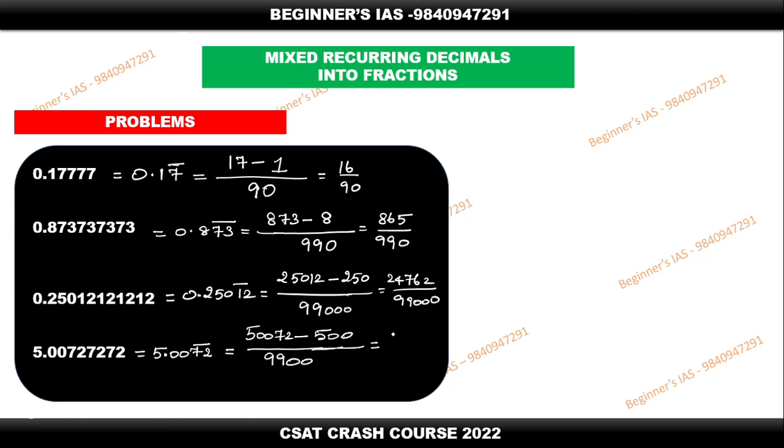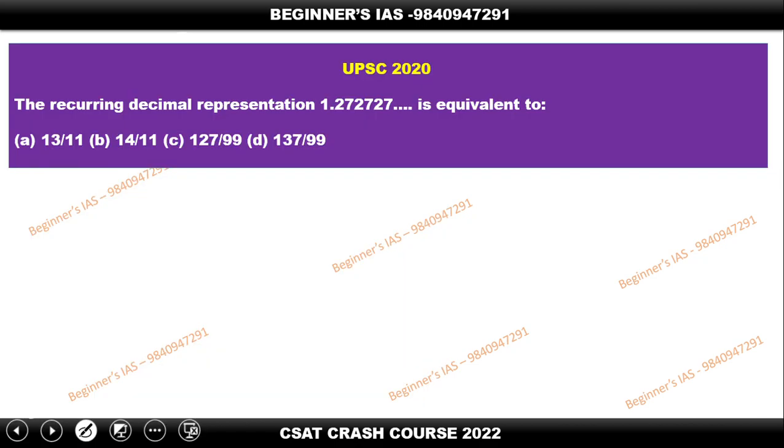So subtract this. You will get 49572 by 9900. So learn this concept. This concept is very important. So let us discuss some question also. So this is a UPSC question. We will discuss this question.